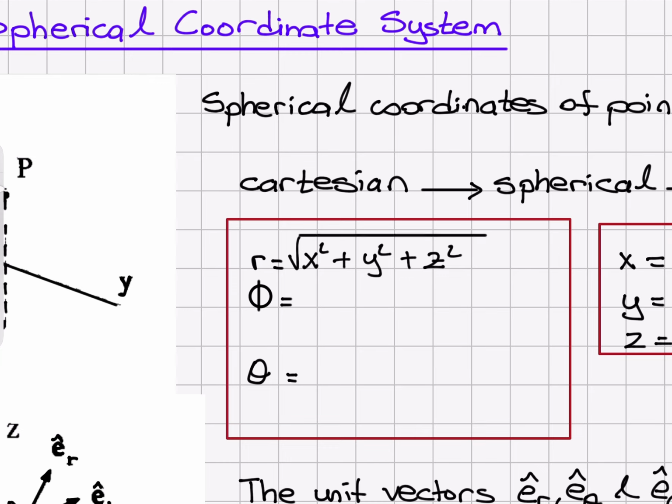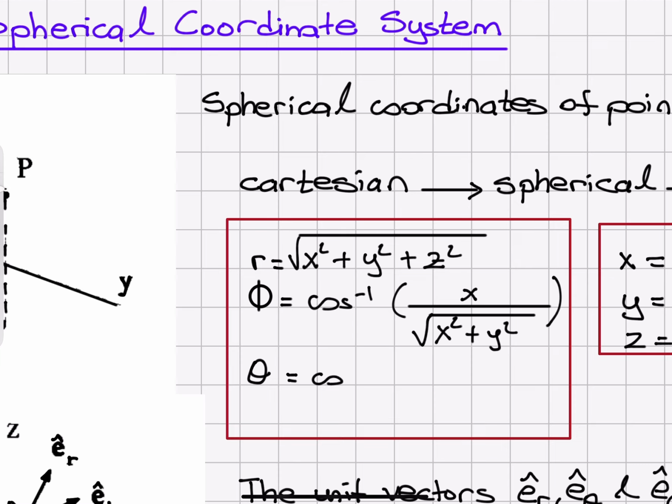Phi is equal to cosine inverse of x divided by the square root of x squared plus y squared. And theta is equal to cosine inverse of z divided by the square root of x squared plus y squared plus z squared.